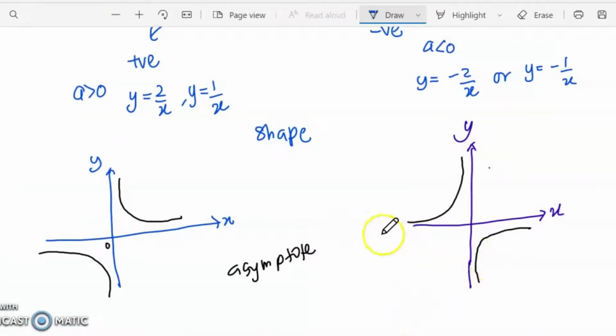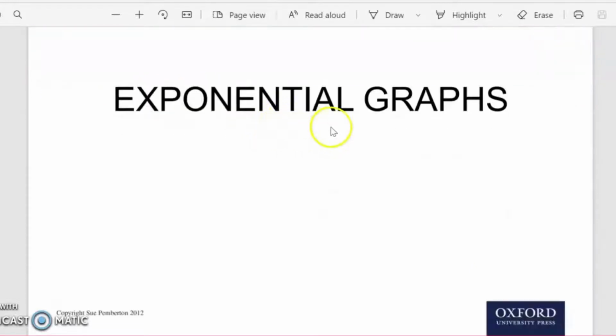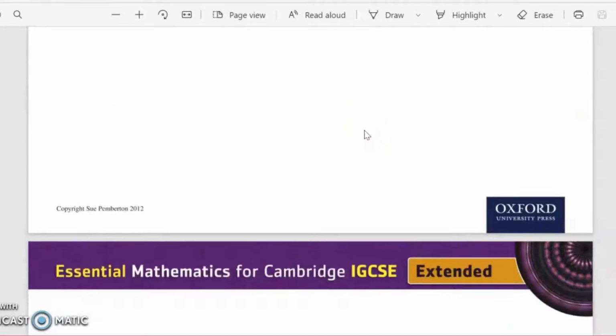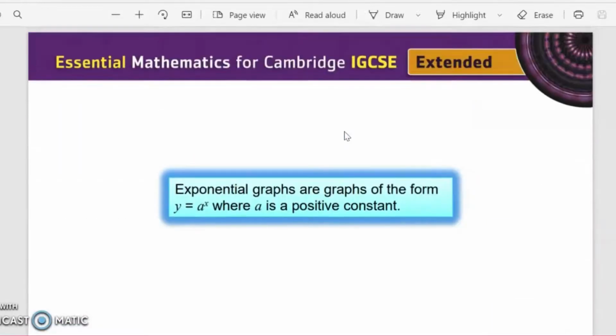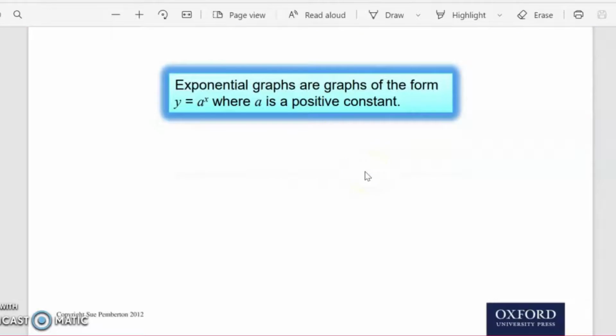So I will proceed with the graph of exponential. Okay, class, so we continue with the exponential graph. Okay, so we have two types of exponential graph, which are positive and negative exponential. Okay, but now it has its own name when we go to the positive and negative. Okay, so first thing first, the exponential graph, graph of the form y equal to e to the power of x, where e is a positive constant. Okay, positive.